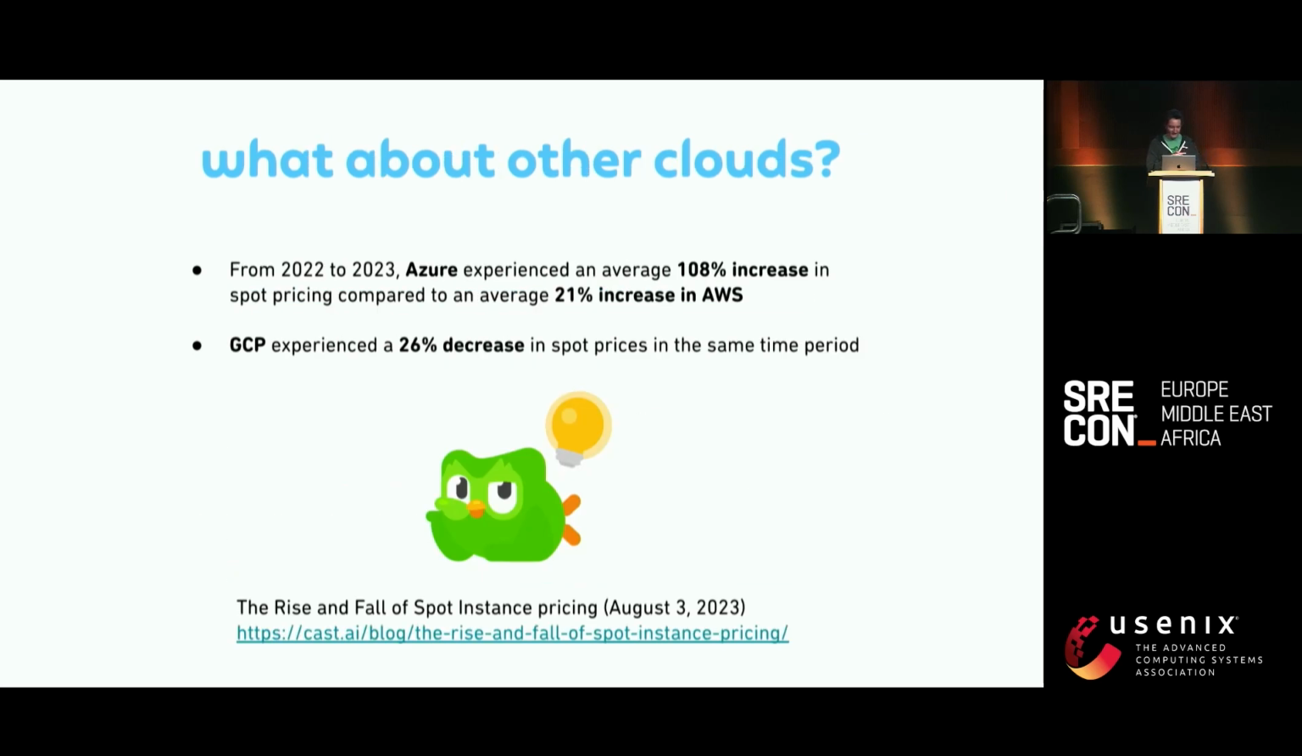So other clouds. Azure actually experienced a really large increase as well, 108%, and 21% on AWS on average. And then GCP actually experienced a decrease. So if you're on GCP, maybe you made out. And I have links to all these articles. If you're interested in this, definitely check them out. They're great.